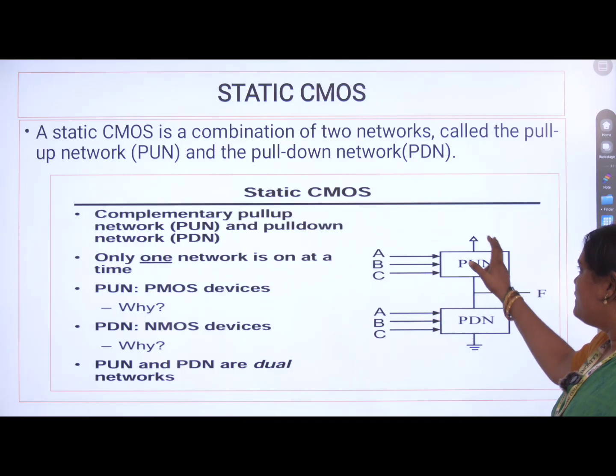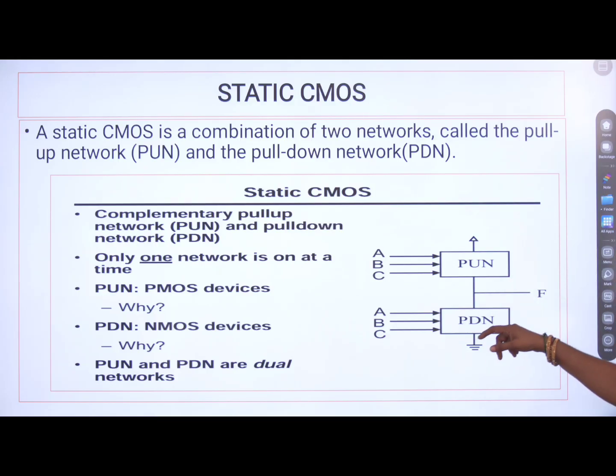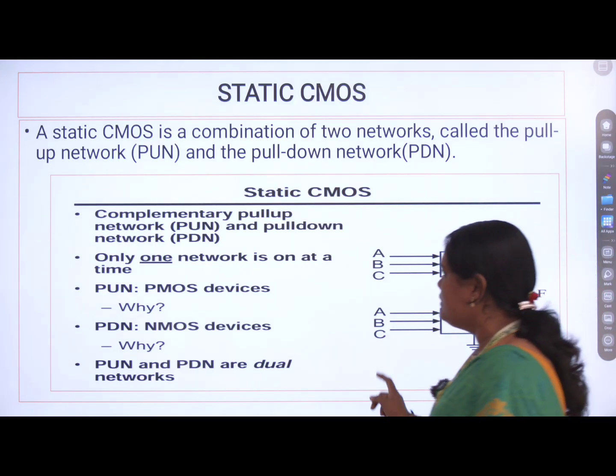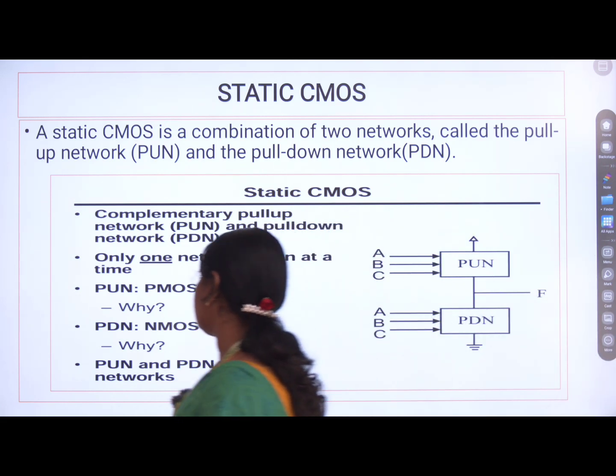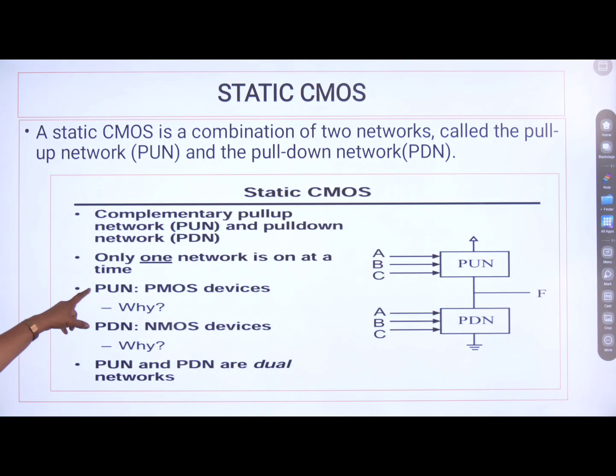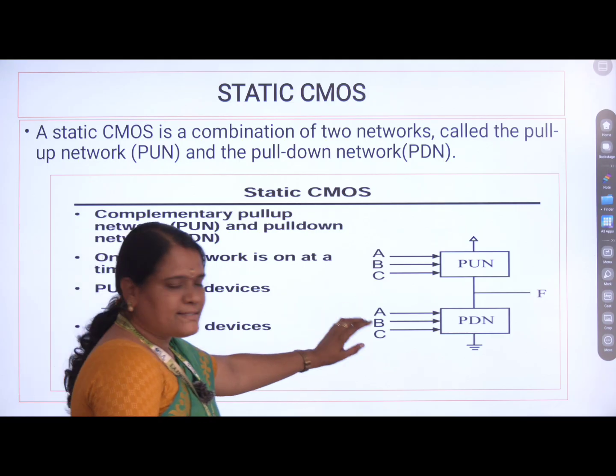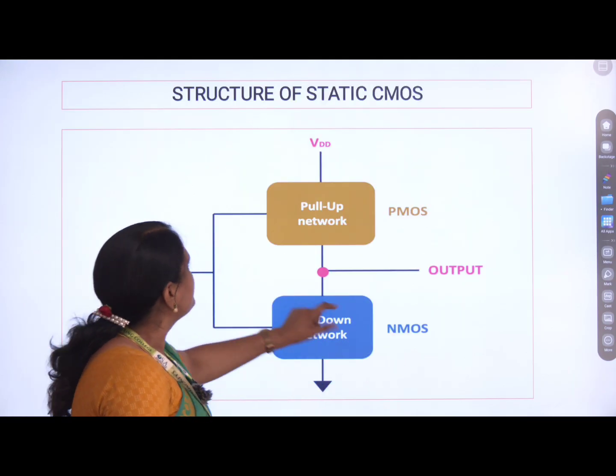Here the basic structure of static CMOS is defined as two networks, a pull-up network and a pull-down network. In the pull-up network it uses PMOS. Now let me discuss why PMOS is selected for pull-up as well as why NMOS is selected for pull-down. We will discuss it in the next video.